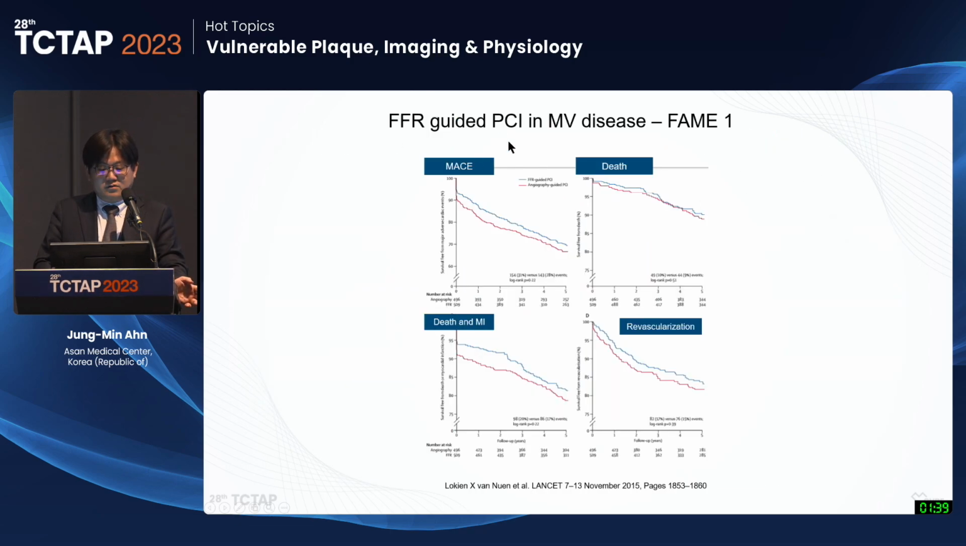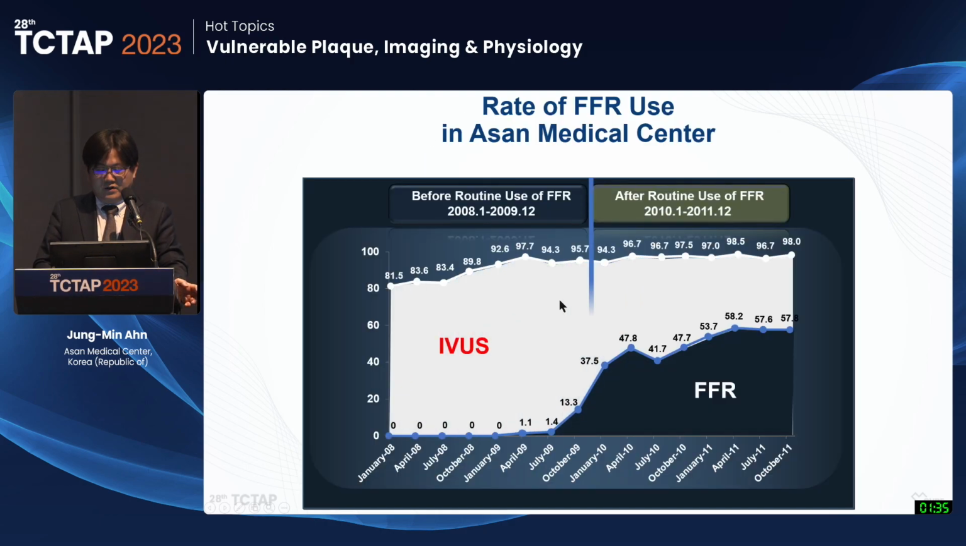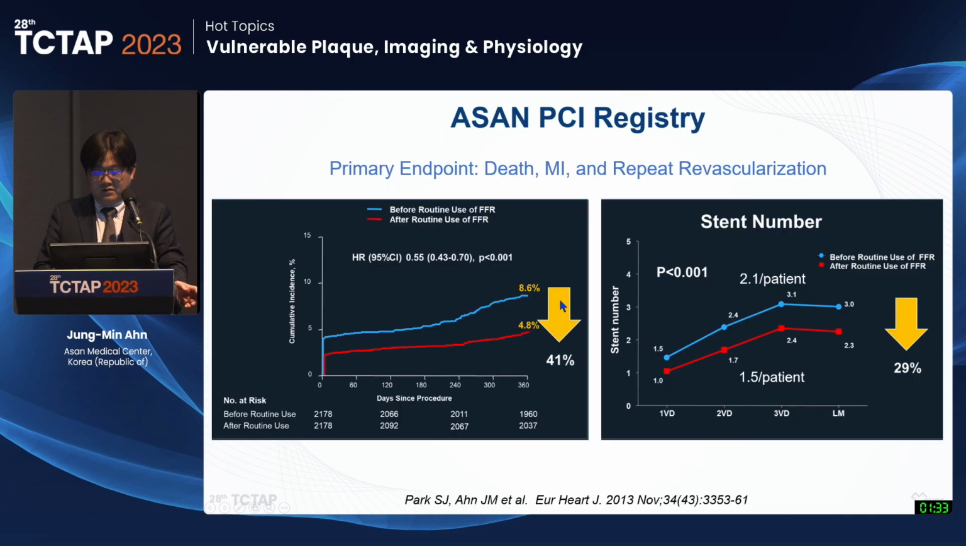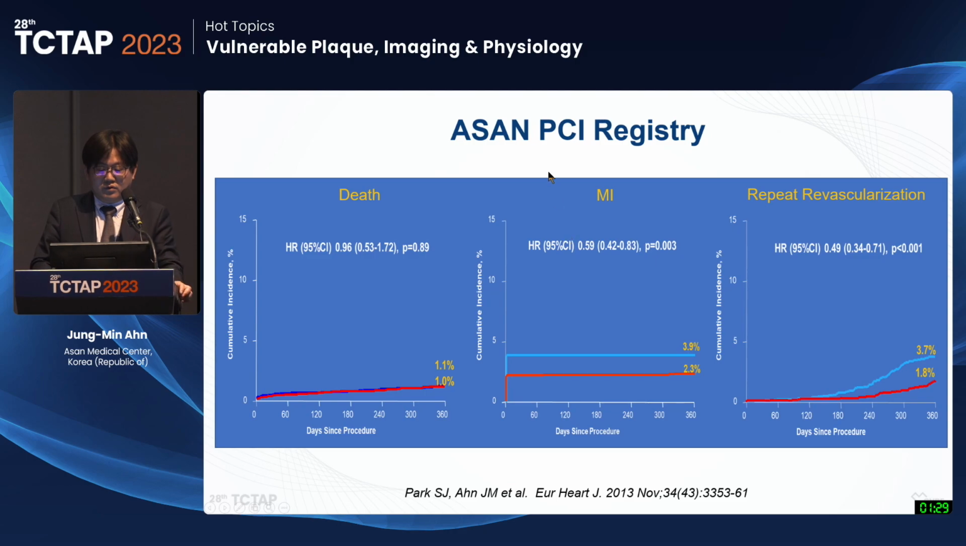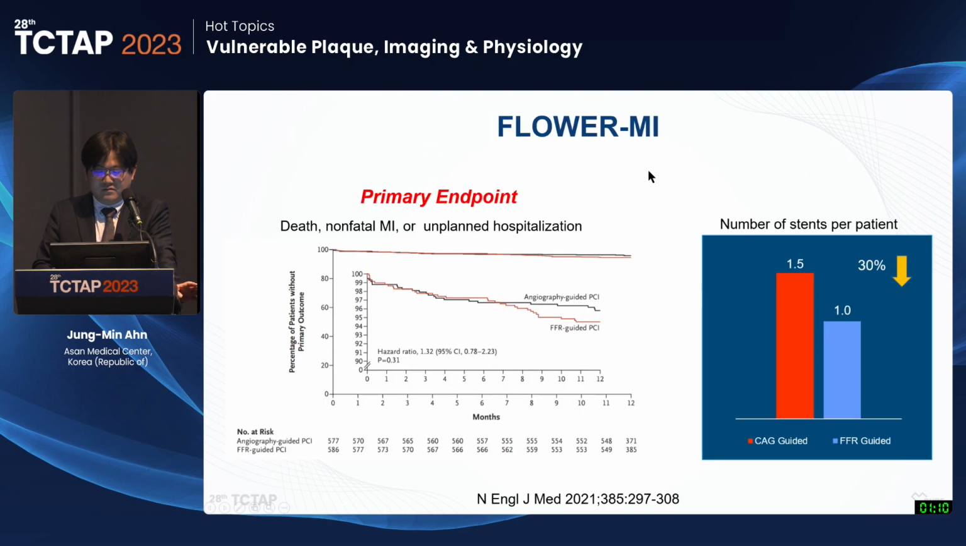In addition, based on the FAME trial, in our registry data, after we used the routine FFR evaluation, clinical endpoint reduced. What caused the reduction? What component reduced? Mostly peri-procedural MI, late repeat intervention. So reduce number of stent, avoid unnecessary PCI, and subsequent decrease of peri-procedural MI, PCI-related complication, and repeat intervention.